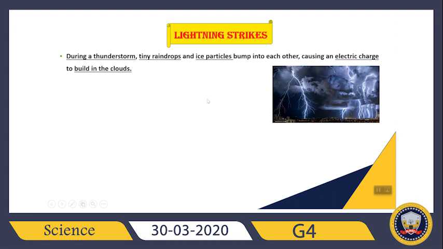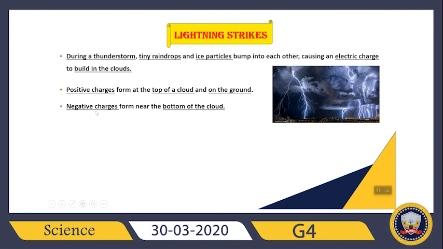So the clouds now become charged. How? For example, positive charges form on the top of the cloud and on the ground. And negative charges form near the bottom of the cloud. So the negative charges are at the bottom of the cloud, while the positive charges are at the top of the cloud and on the ground. So now the ground is positive and the bottom of the cloud is negative.